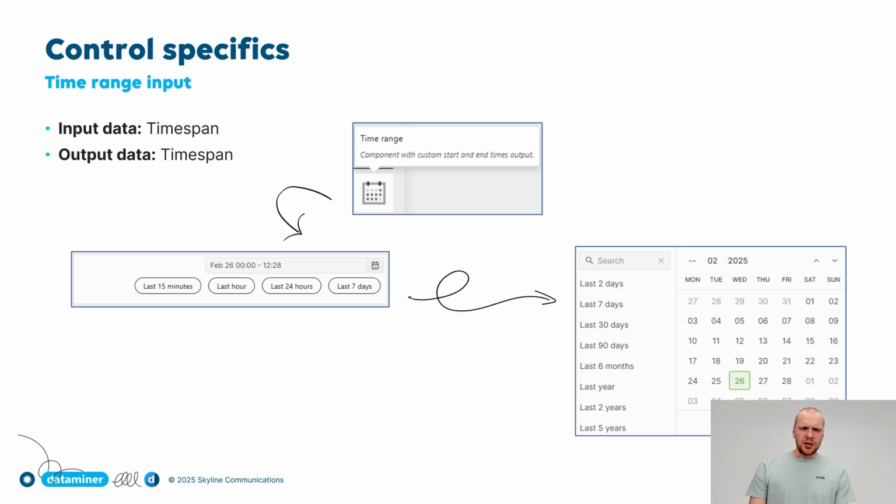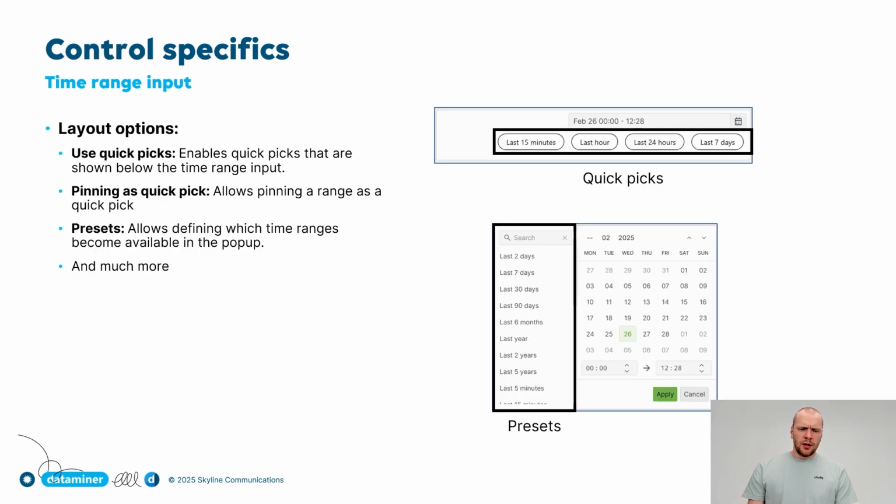Then we have a time range input, which inputs and outputs a time span. A time span in this case actually being a start time and an end time. In the layout options of our time range inputs, you can say, I want to use quick picks, and quick picks are available below your time range input to allow users to very quickly select a certain time range.